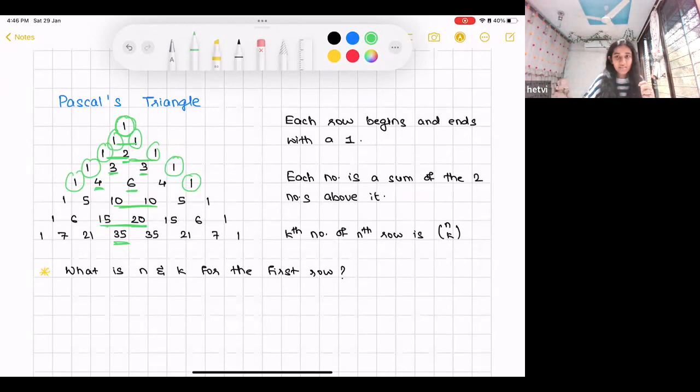You start with ones on either side, and then every 2 numbers you sum up and write the answer in the middle. So 1 and 1 gives you 2, then 3, 3, 4, 6, 4, and so on.